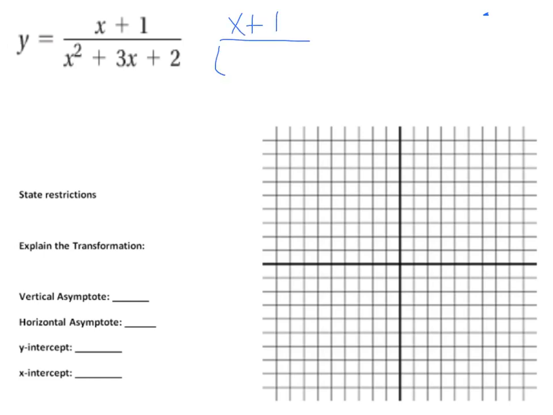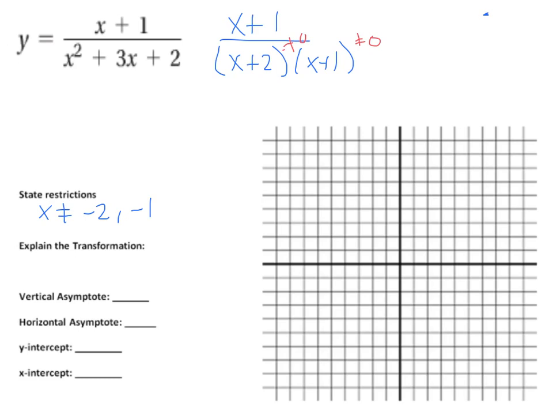And on bottom, I could factor this to be x plus 2 and x plus 1. Now I'm going to state my restrictions. X cannot equal negative 2. It also cannot equal negative 1. So if you forgot how to do that process, remember you put each equation cannot equal 0 and solve.